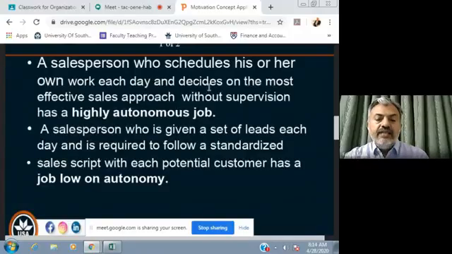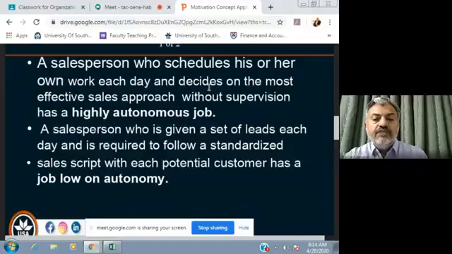A salesperson, on the other hand, who is given a set of leads, say you are sitting at the calling center and I hand you a list of 50 people that you have to call. So I am not giving you any freedom. These are the 50 people that you must call today to justify your salary. And here's another list of 50 more people that if you call as well, then you will be given some sort of benefit or incentive.